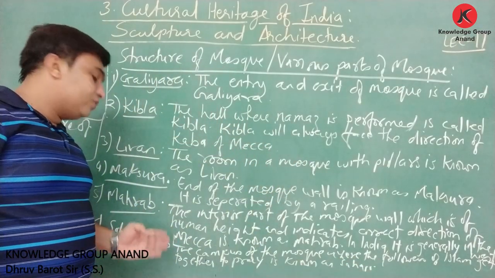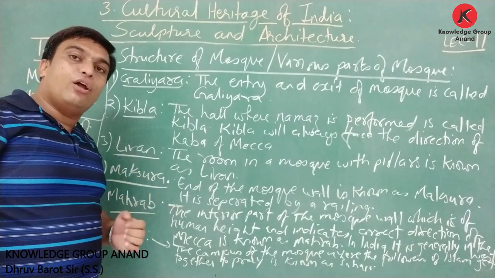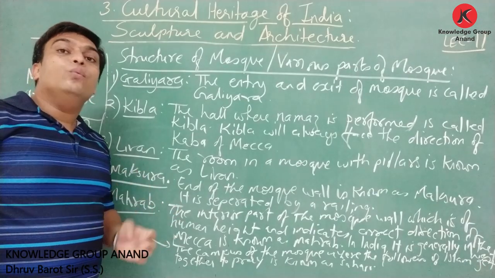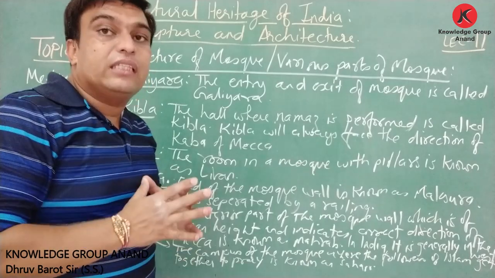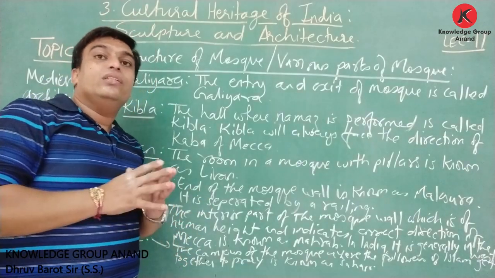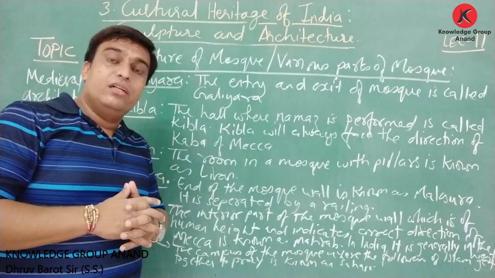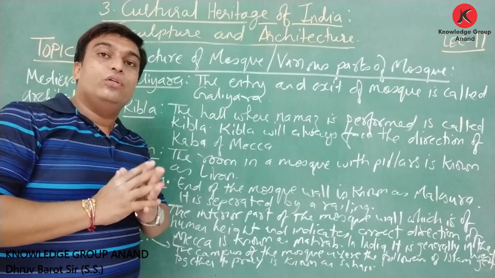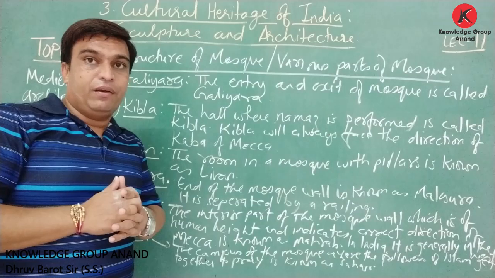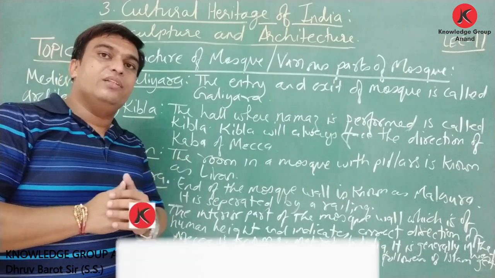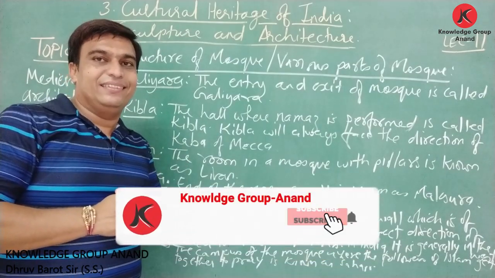So friends, this was the information about the structure of mosque. So friends, with this we complete the third chapter, that is the cultural heritage of India, sculpture and architecture. Hope so friends, you might have understood this chapter. We'll start the new chapter from our next lecture. Thank you.